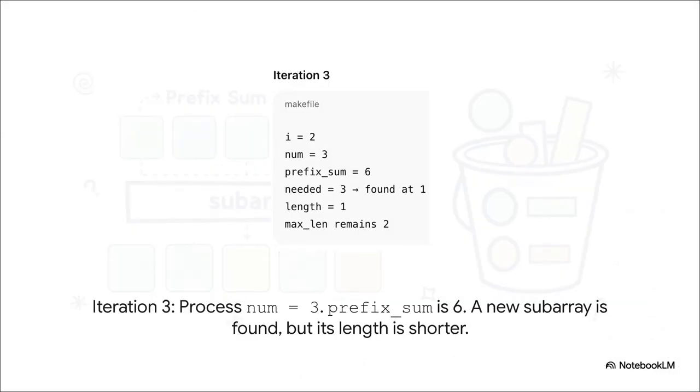On to our last number, 3. The running total was 3. We add 3, so now it's 6. What are we looking for? 6 minus k, so 6 minus 3. We're looking for 3. Is 3 in our map? Let's check. Yep, it is. We saw it back at index 1. So the length of this subarray would be our current index, 2, minus that found index, 1, which is just 1. Is 1 better than our current max length of 2? Nah, so we don't change anything.